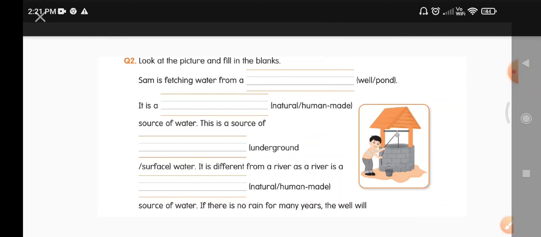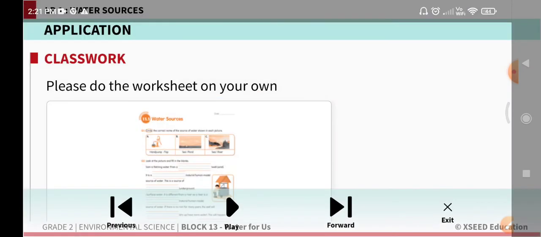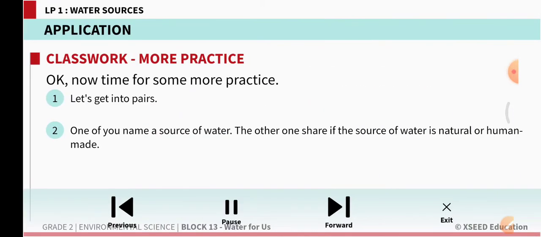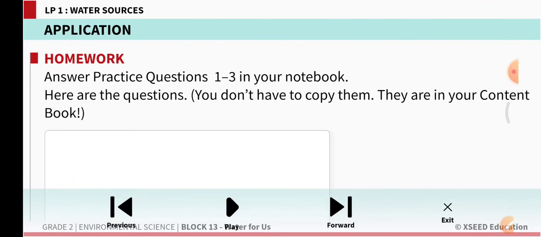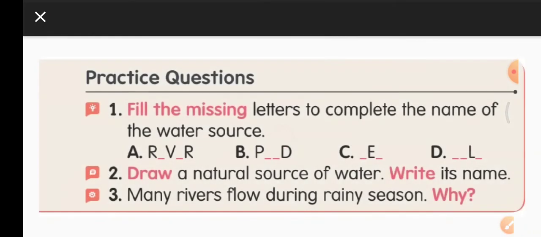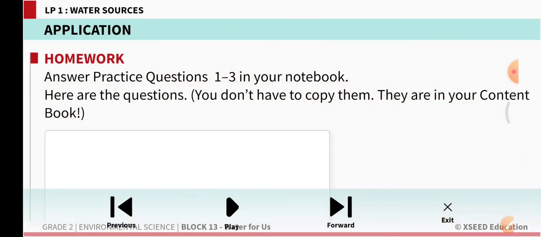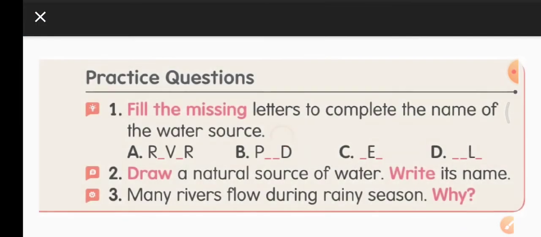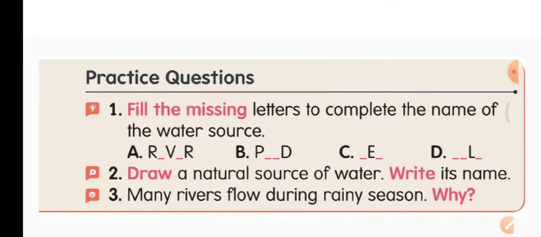Write neatly. Now we will move on to the practice questions. All of you open your content book. Practice questions. Fill the missing letters to complete the name of the water source. A. Missing letters are there. You have to fill in the right alphabet in between and make it a water body.